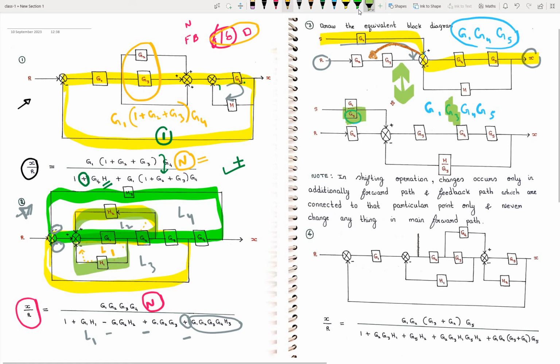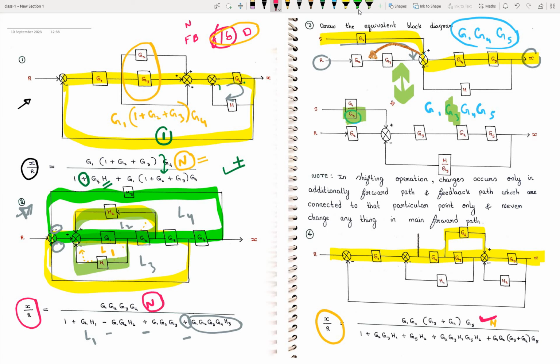Now come to question 4. In the same way, we are given a block diagram and we need to find the transfer function. In the numerator, as I explained before, focus on the forward path. This is one forward path, and the other forward path is this one. Or you can think of G3 plus G4 in parallel, so we have to add them. So G1, G2, (G3 plus G4), G5. The same thing I have written here, G1, G2, (G3 plus G4), G5. This completes the numerator part.